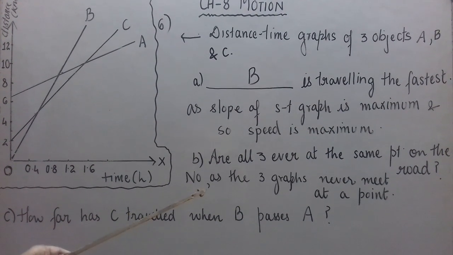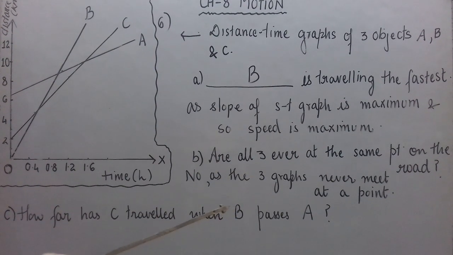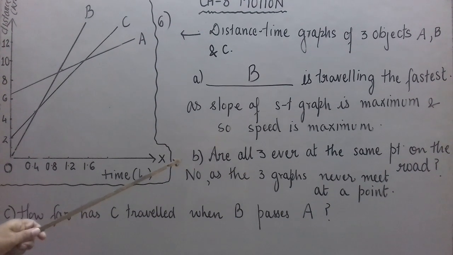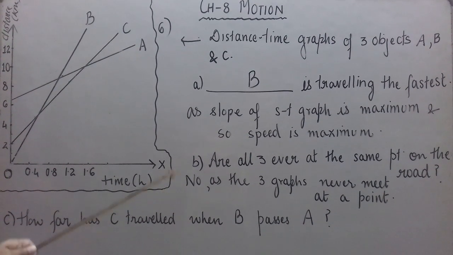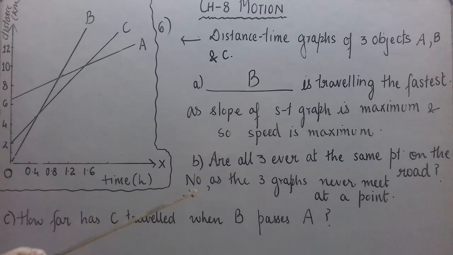Why no? As the three graphs never meet at a point. Although they have not asked us why, whenever the question is in the form of yes or no, wherever possible, we should mention the reason or justify our answer.